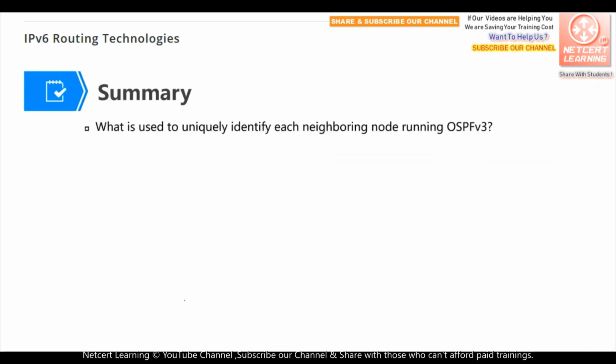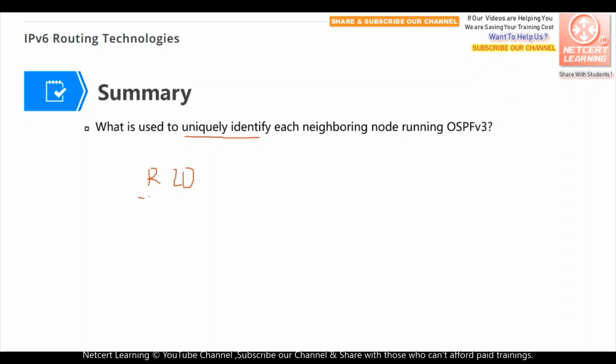Okay, so that is the principles of IPv6 OSPF version 3. Now let's look at one question. What is used to uniquely identify each neighboring node running OSPF version 3? In OSPF version 2, we use the router ID, right? In OSPF version 3, we still use the router ID.